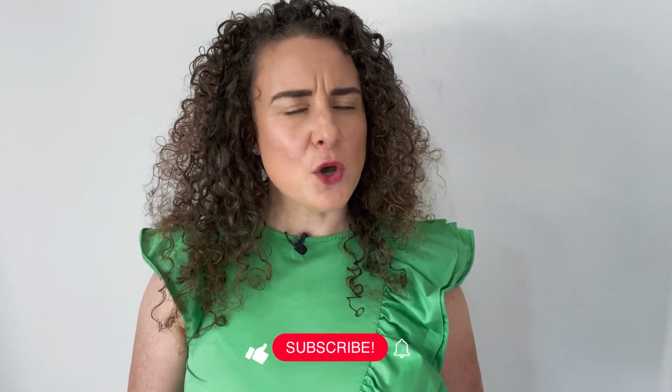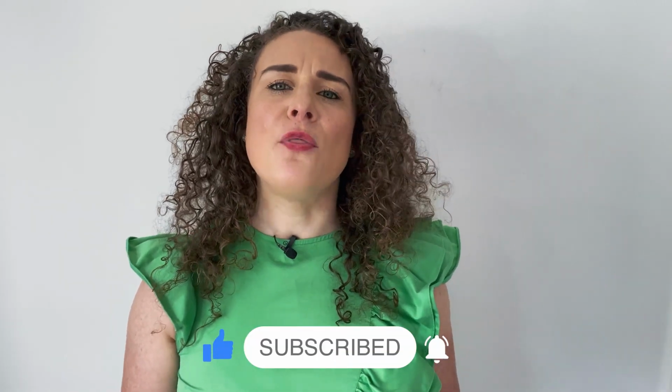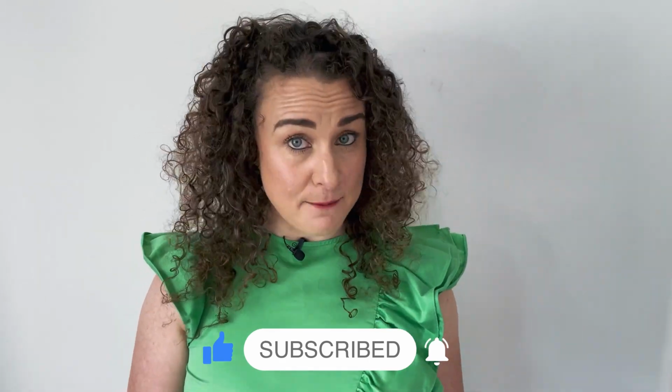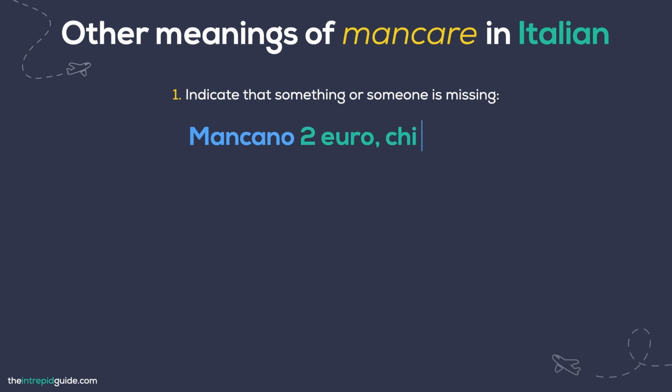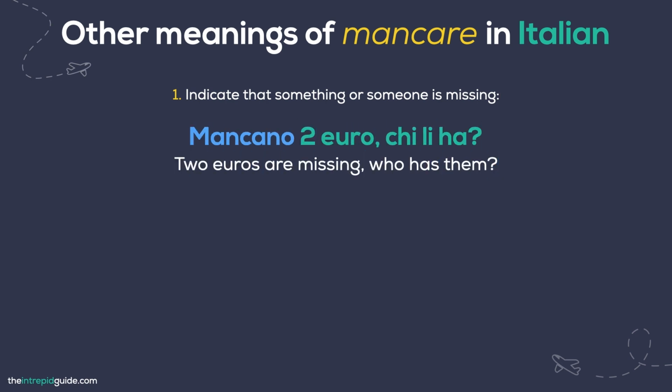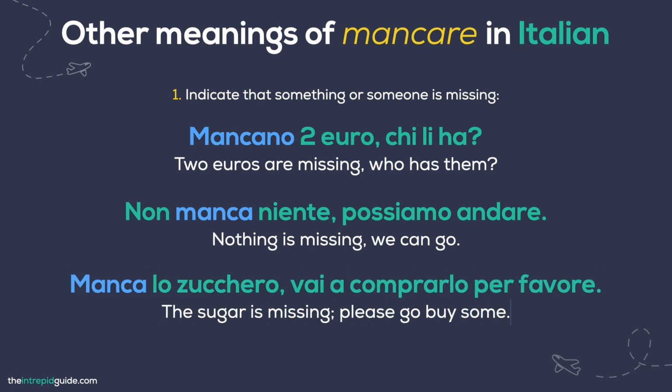Here are some other meanings of mancare. Now, in Italian, the verb mancare extends beyond the feeling of missing someone or something. It can also be used to indicate that something or someone is missing by saying Mancano 2 euro. Chi li ha? 2 euros are missing. Who has them? Non manca niente. Possiamo andare. Nothing is missing. We can go. Manca lo zucchero. Vai a comprarlo, per favore. The sugar is missing. Please go buy some.